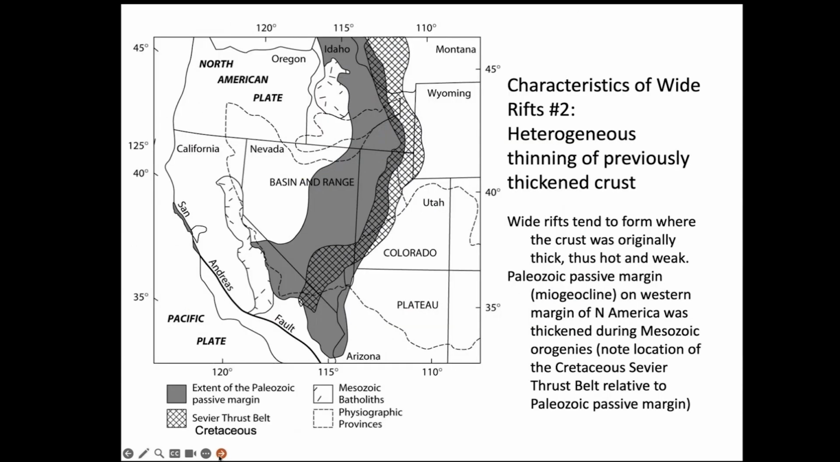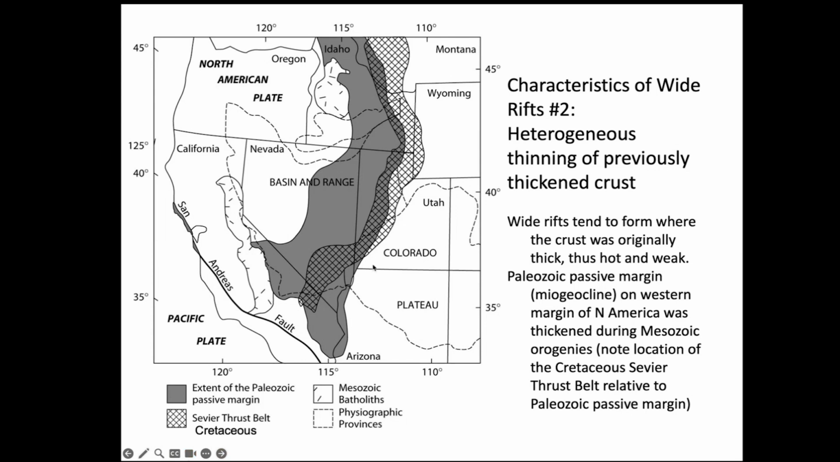Another characteristic of wide rifts is that many of them form on previously thickened crust. You remember that the Wilson cycle ends with a continental collision and then rifting starts again. And in fact, as we will explore later in this class, regions of thick continental crust are actually weak. So if you want to weaken the continental crust, the way you do it is to thicken it. And what we see in the Basin and Range is this was an area of thickening in the Cretaceous, right?